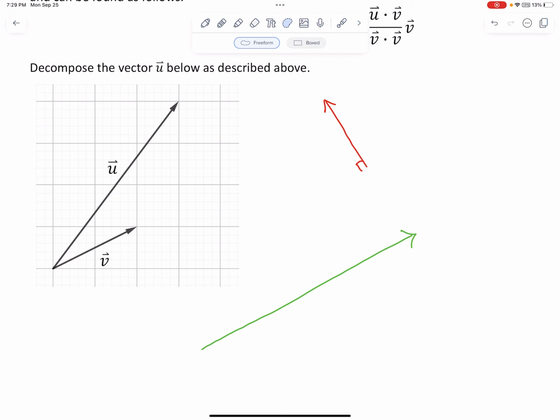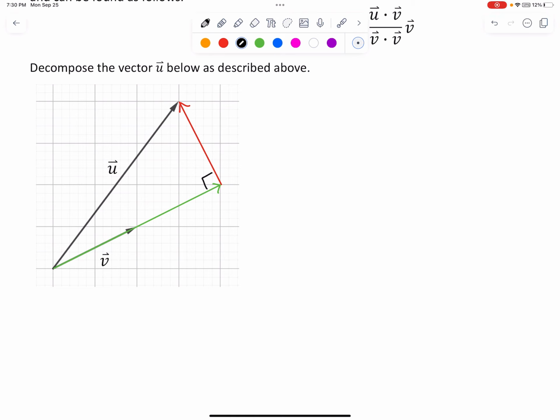But we want it so that when they add together, we get the vector u. So the vectors we're after are these red and green ones in this picture, where the green one is a multiple of the vector v. Keep in mind it's possible that v had pointed off this direction to begin with, in which case the green would be a negative multiple of v, so that can happen. But in this case, it looks like the green vector will be a positive multiple of v. And then the red vector is perpendicular to the green vector, and then when you add green and the red together, you get the vector u.